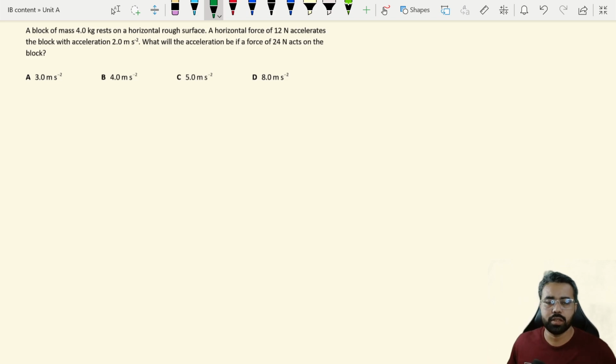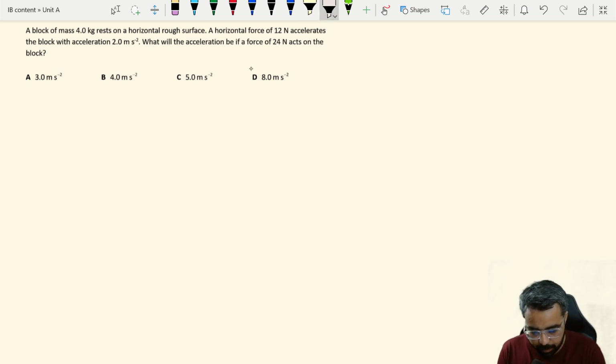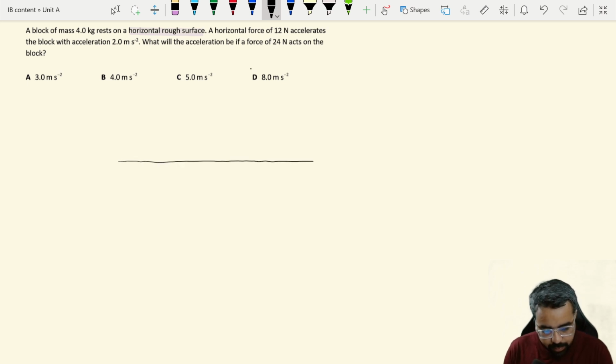This question is the application of Newton's second law, because in this question we will see that the object will accelerate on the rough surface as described in this question, horizontal rough surface. So let's say this is that rough surface which they are talking about, and the block that is moving on it is this one. So it is accelerating on this rough surface with how much acceleration?